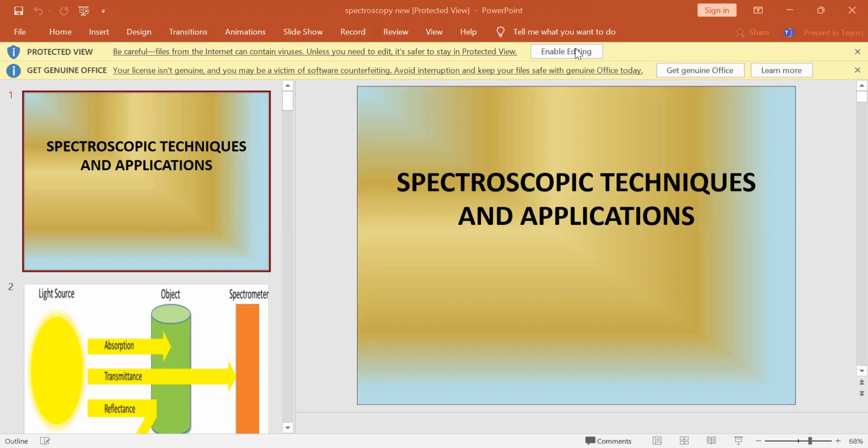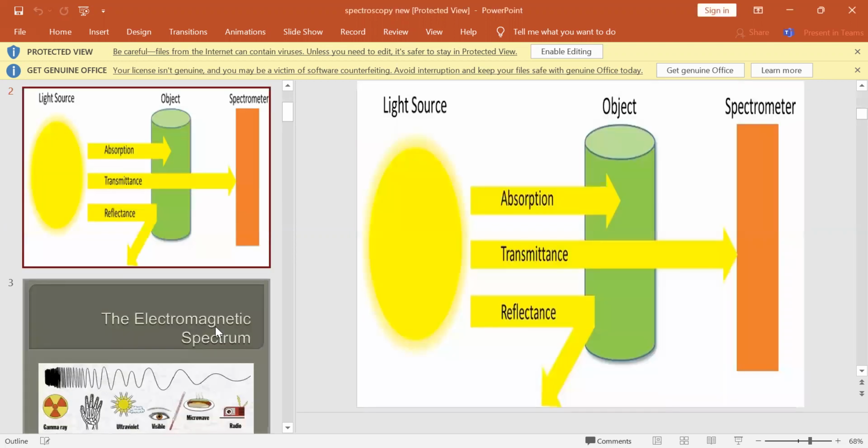with matter. Once the electromagnetic radiation is interacting with the object, then there is a possibility of different types of phenomena such as absorption, transmittance, and reflectance. Whatever the electromagnetic radiation is falling on the object, it may absorb. So depending upon what type of radiation is falling on the object, that type of spectroscopy we are going to study. So here we are taking the electromagnetic radiation that is falling on the object.